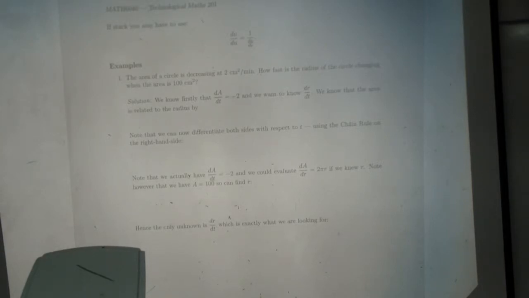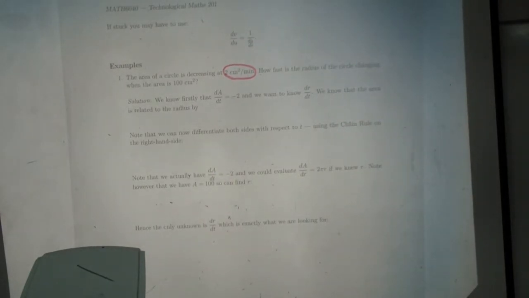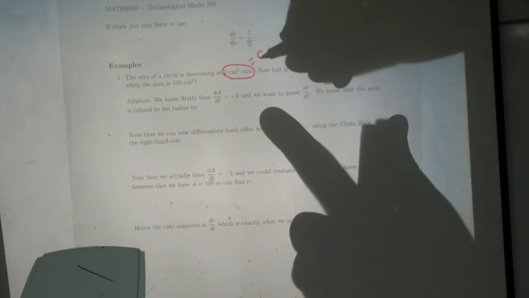Okay. Right. So this is what a question will look like. The area of a circle is decreasing at a certain rate. So the question is, what does this represent? The volume per time. Close. Rate of change. It's not volume. Radius. No. Area. It's the rate of change of area with respect to time. So this is dA dt.